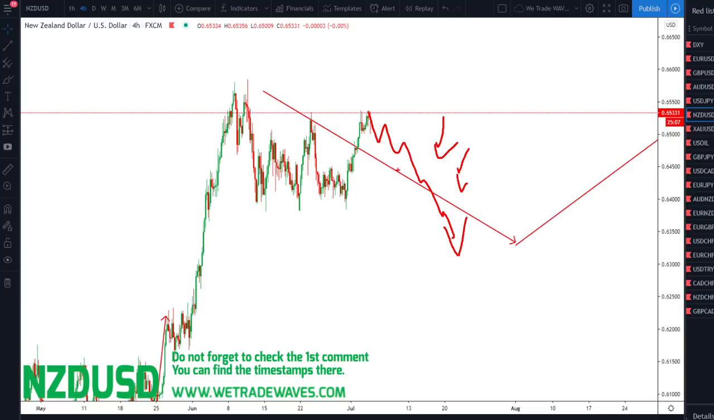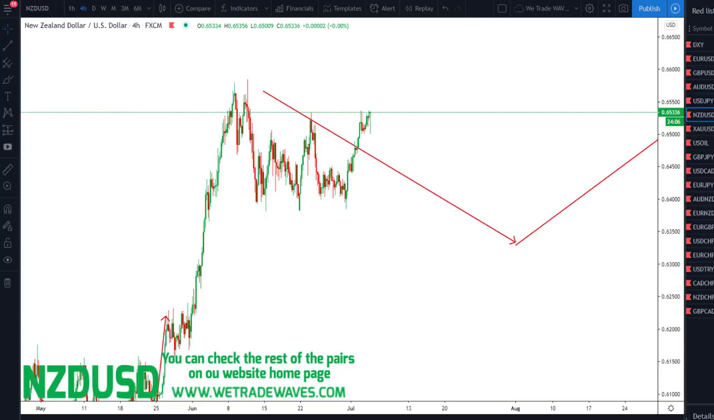No one can be right 100% in this business. You are working with probabilities, and you have a higher probability chance of where the market is moving. So what we see here is that the market will move to the downside next for New Zealand dollar. Trade your own plan and trade your own system.